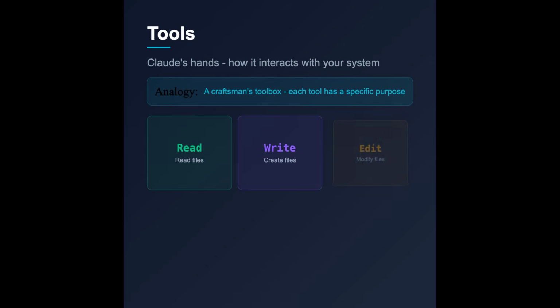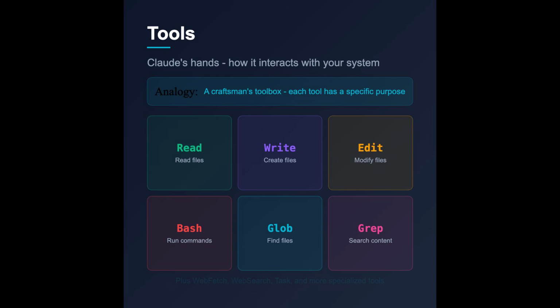Tools are the capabilities that let Claude interact with your system. Think of them as different arms or hands that Claude can use. Read tool reads files, write tool creates files, edit tool modifies files, bash tool runs commands, grep tool searches content, glob tool finds files by pattern. Each tool has a specific purpose and Claude chooses the right one for each task. When you ask Claude to fix a bug, it might use read to understand the code, edit to fix it, and bash to run tests.